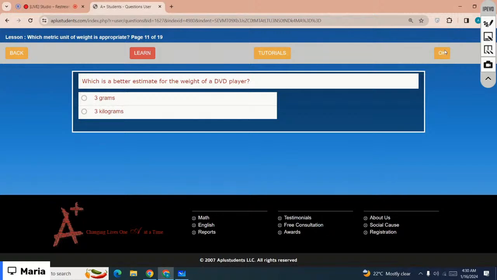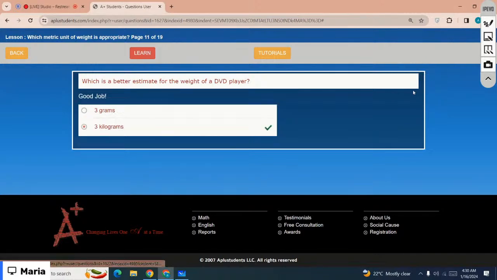That is a DVD player, right? That would be 3 kilograms. Okay, you can complete the lesson by yourself later today.